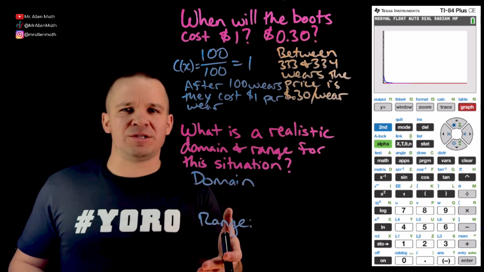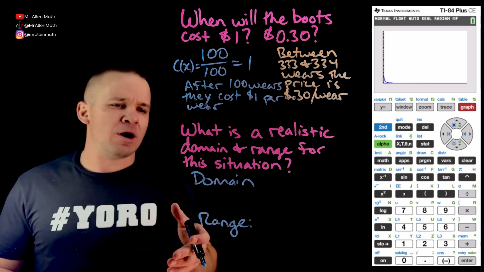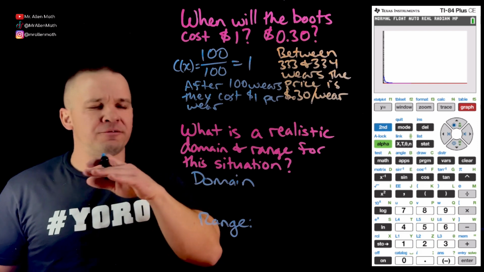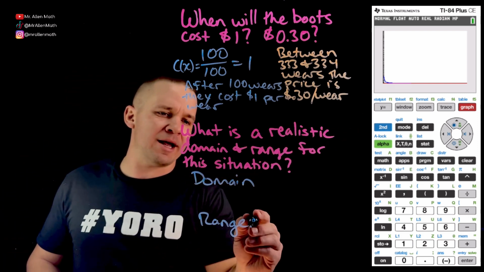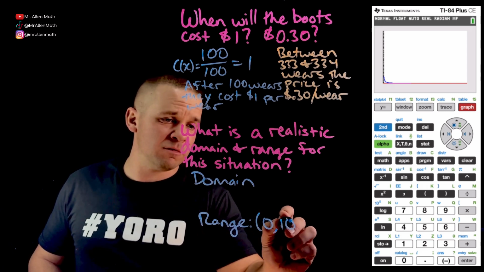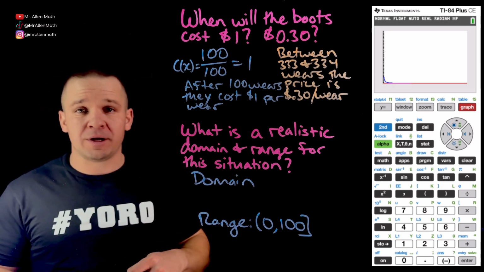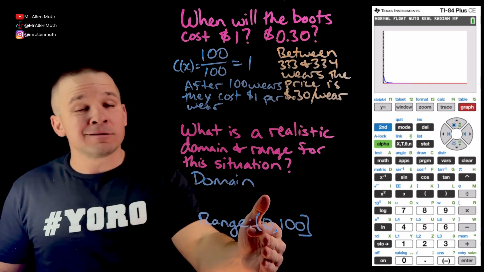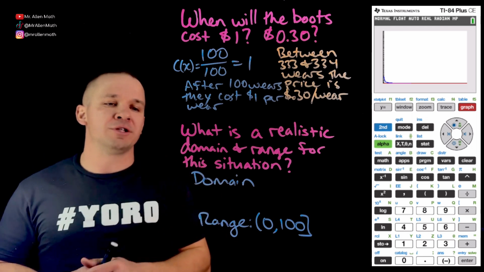I can't wear it 0 times, but I wouldn't want to include 0 because that would make it undefined, right? Or excuse me, I'd never be able to get to a 0 cost, right? So not undefined, but it would get to that horizontal asymptote of y equals 0. So I'm never going to quite get there. So we'll say from like 0 and then to, let's see here, 100. That seems logical, right? I'm going to include the 100 because that's one wear, it costs $100, right? But I can get close to 0 but never get to 0. So that's like a realistic range in this one.